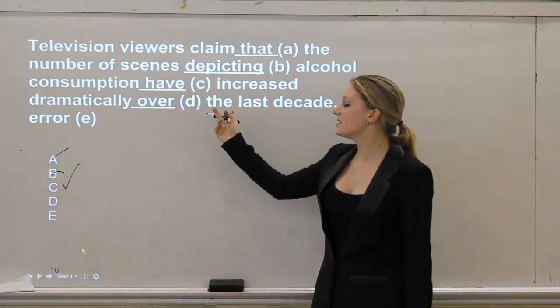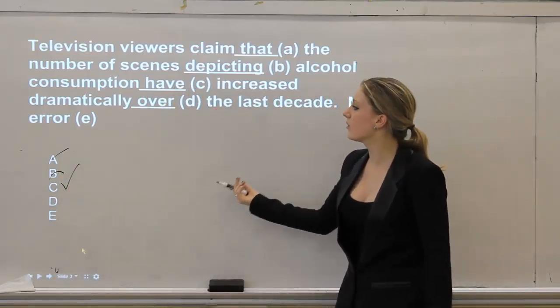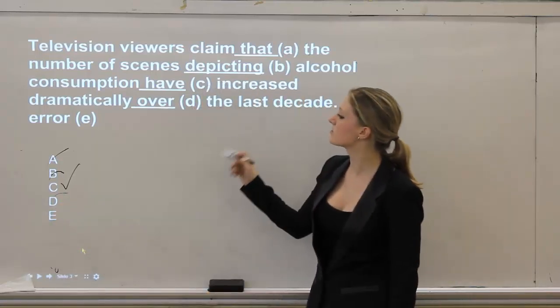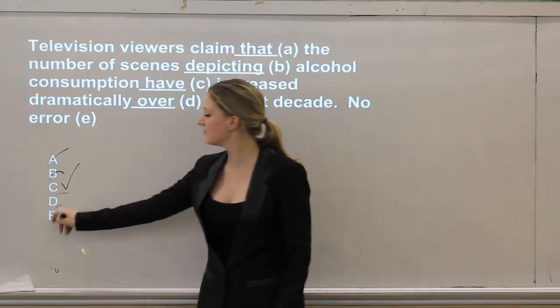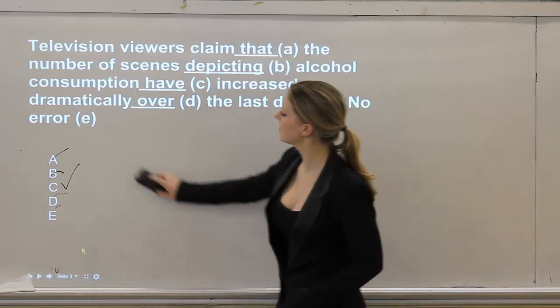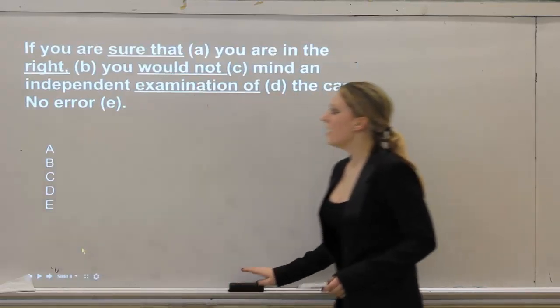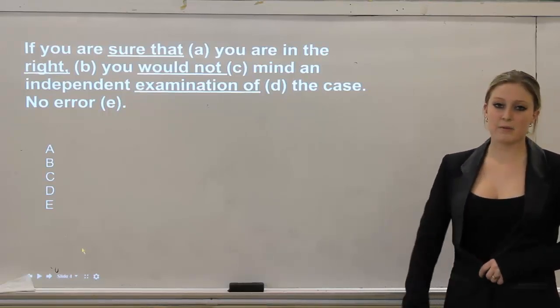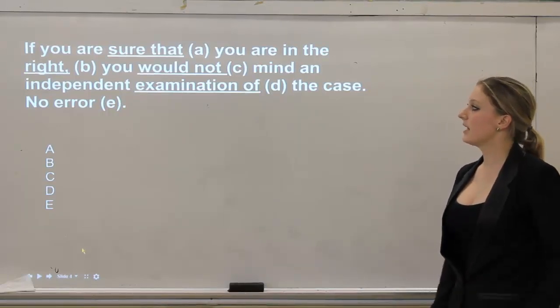The reason that D is just right is that there's nothing wrong with over. It's being used correctly. And because you already know that C is wrong, it can't be no error. And again, pause the video if you're working at home and do it, and then replay when you've done. So now let's read it out loud.